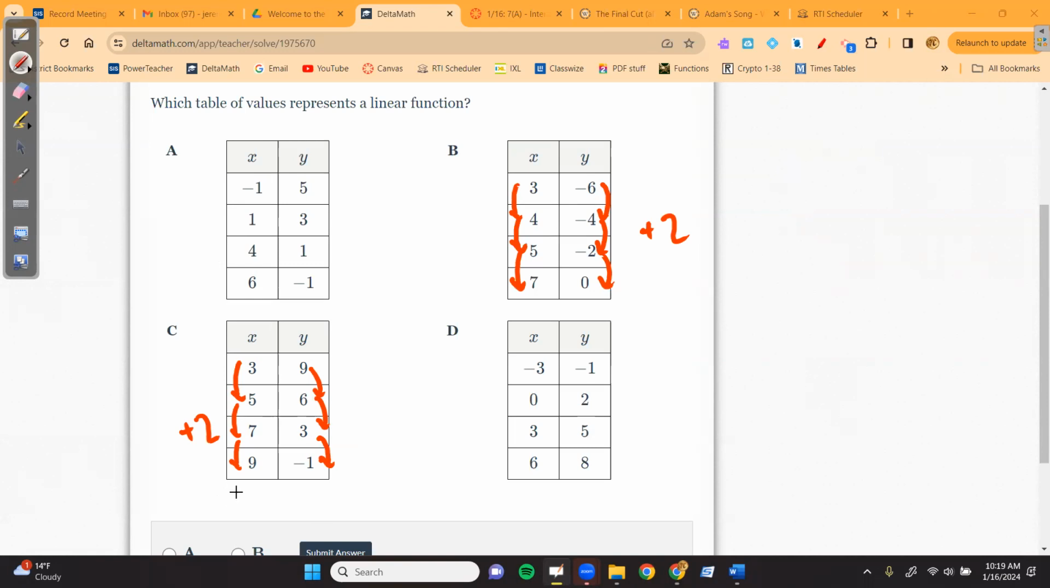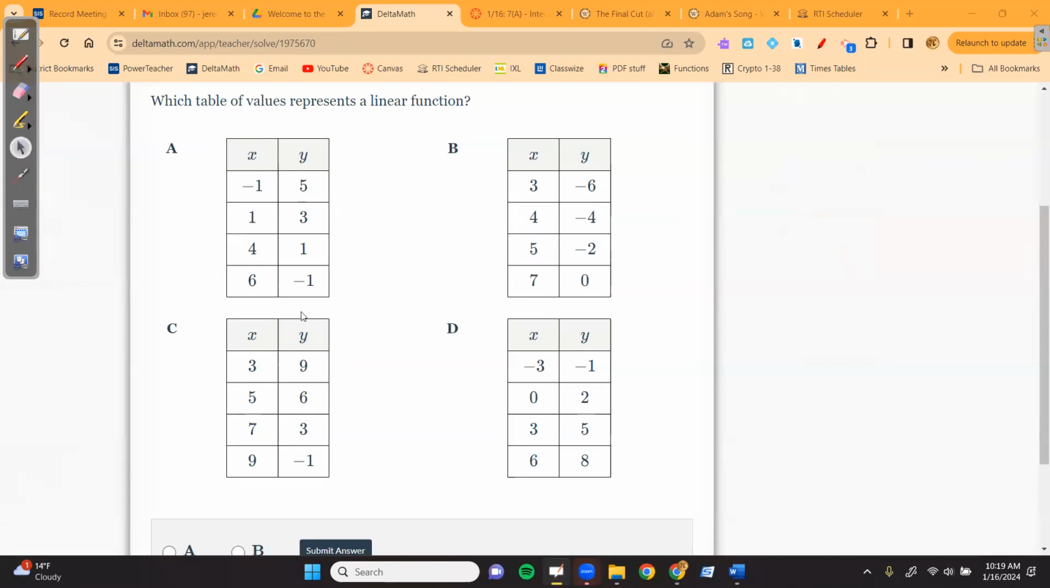Okay, let's do another one. So anyways, on that one, what did we say? We're going to pick D, right? So let's go pick D.